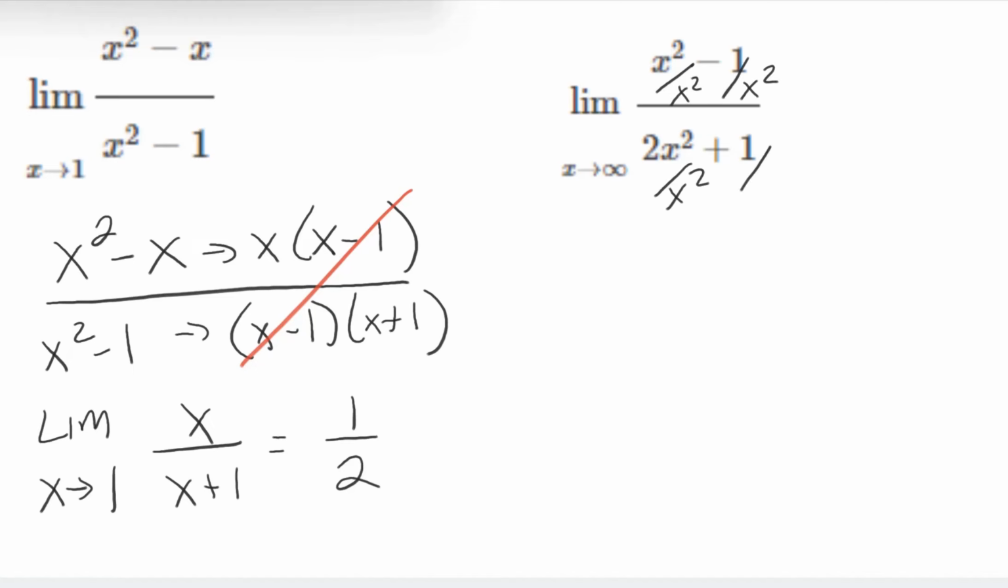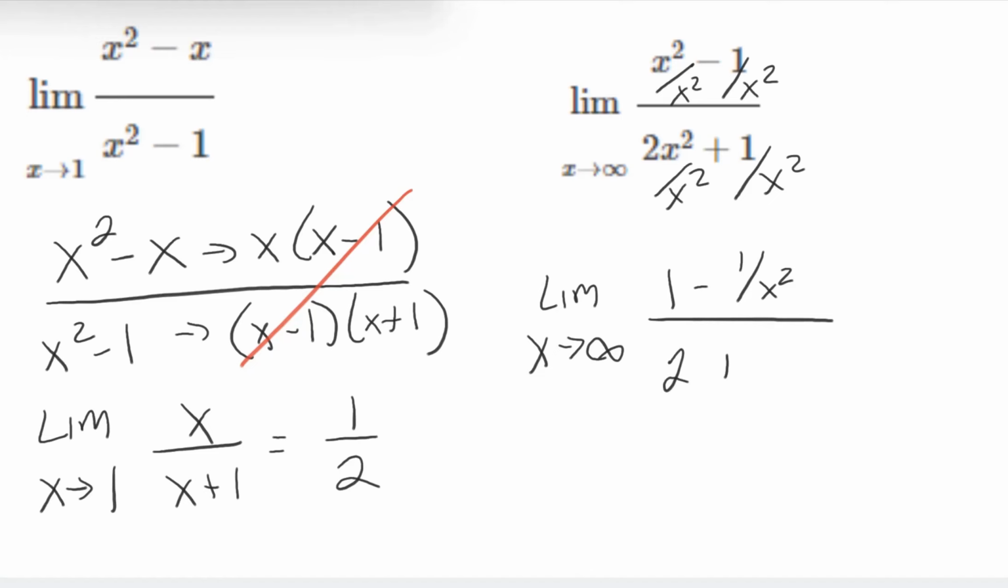We're looking to get those fractions, because when the denominator goes to infinity, the fraction goes to 0. It eliminates things. So this now becomes 1 minus 1 over x squared, and then 2 plus 1 over x squared. So the 1 over x squareds go to 0, and this also comes out to be 1 half. So those work great. Simple limits.